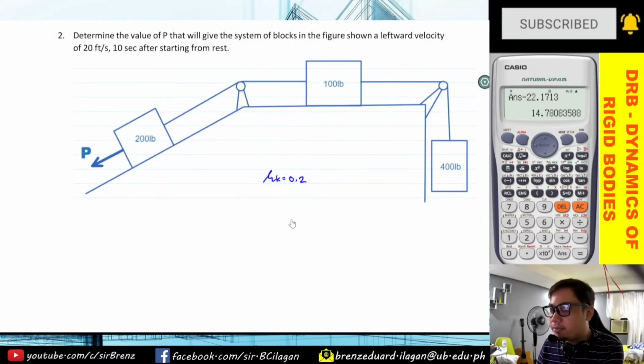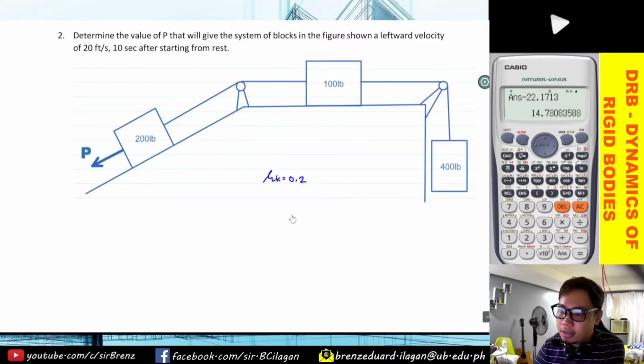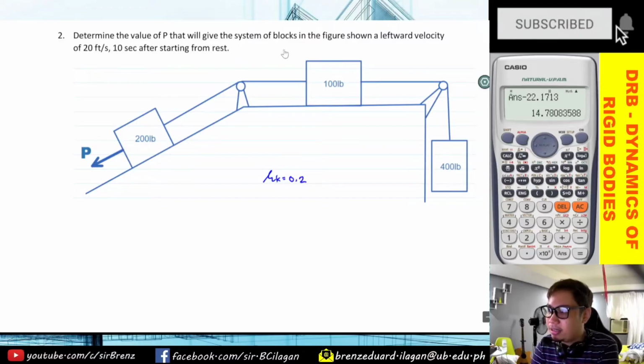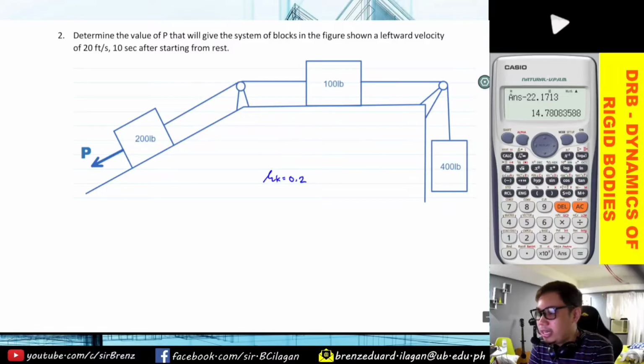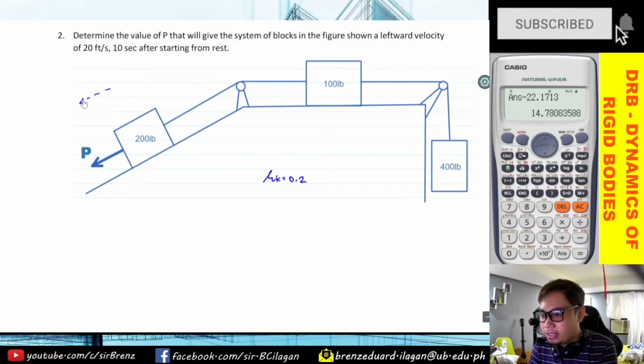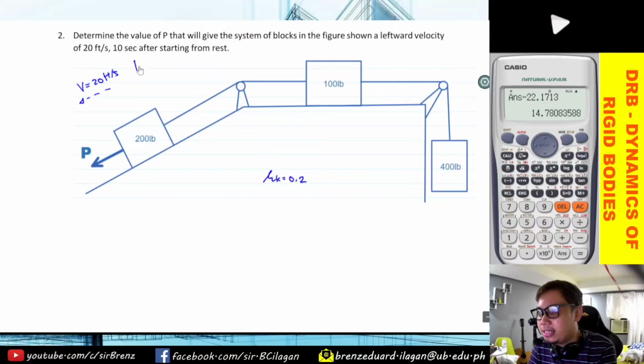Alright guys, for problem number 2, let's read. Determine the value of P that will give the system of blocks in the figure shown a leftward velocity of 20 feet per second, 10 seconds after starting from rest. So what happens here is this system will attain a velocity of 20 feet per second, and that velocity is reached 10 seconds after starting from rest.